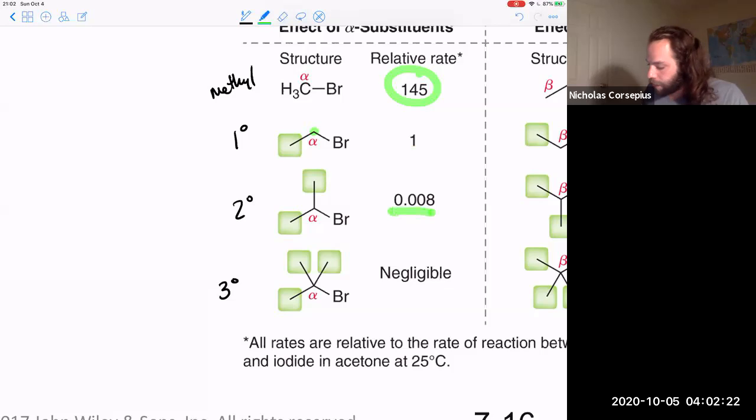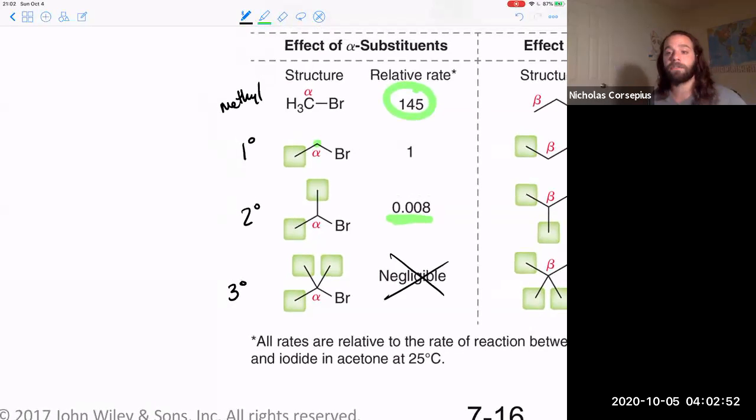When we get to a secondary, you're talking about like 0.8% of the rate of a primary, which is considerably slower, but in the grand scheme of chemistry, you've got time, you can wait a little bit. So it's not like this reaction doesn't happen at all. But when you get to a tertiary, we say that's just negligible. It doesn't happen at all. It's so incredibly slow as to basically not occur. Okay, so steric hindrance leads to slower SN2 reactions.